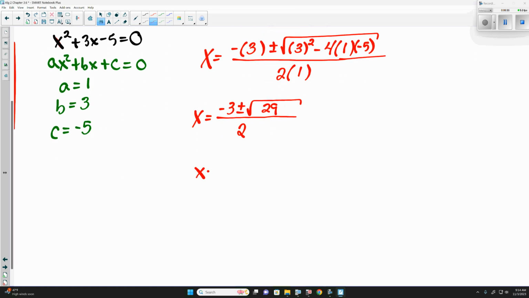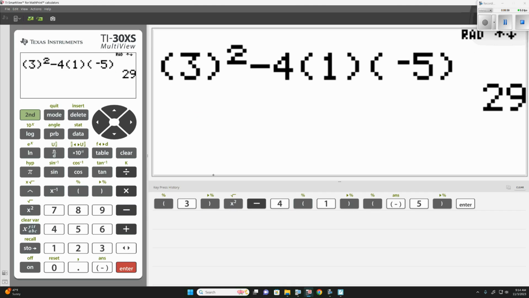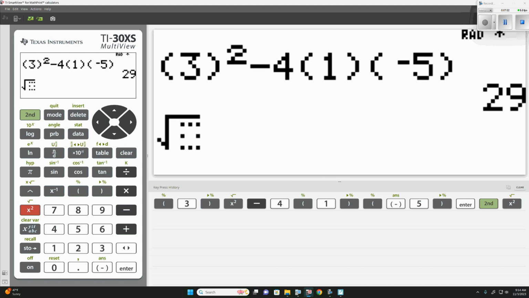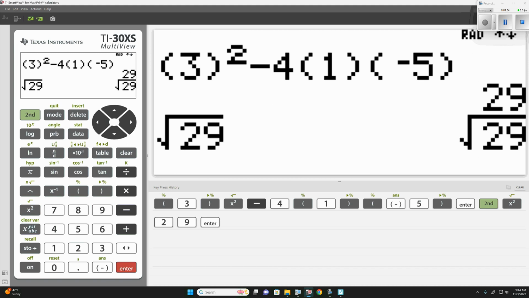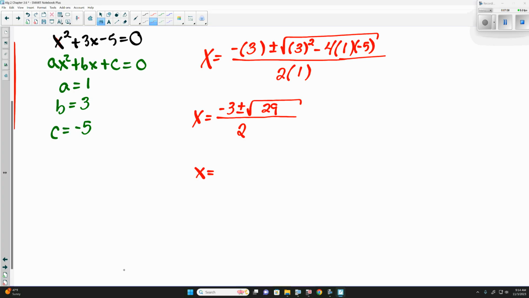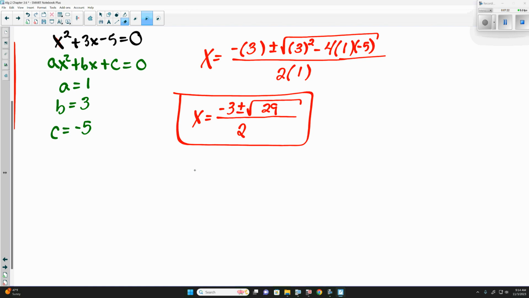Now the next place that we can simplify is the square root of 29. Because if that reduces, we need to reduce it. So we can say the square root of 29 is the square root of 29. There is no way to simplify this any further. That's the answer. Questions on this here? Are you ready for the next one?